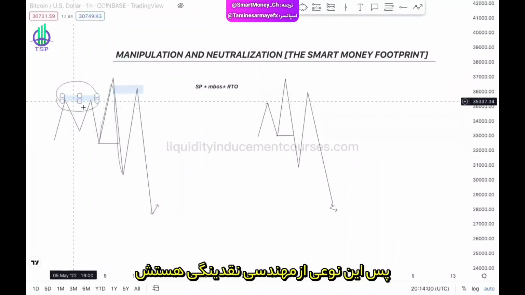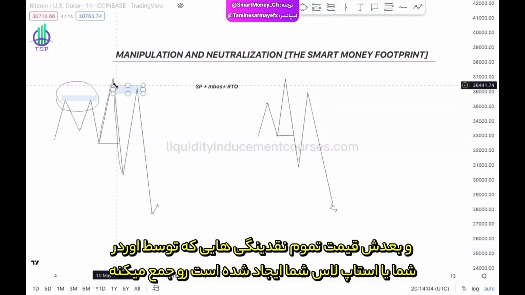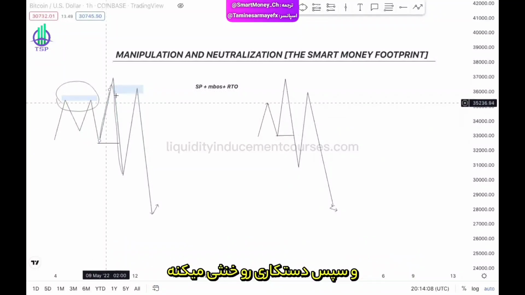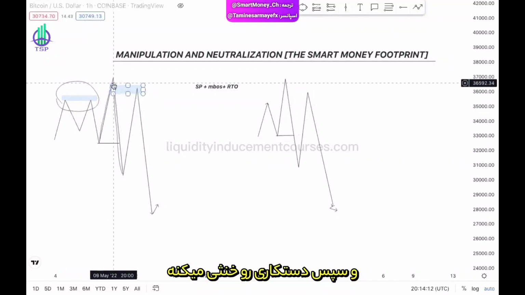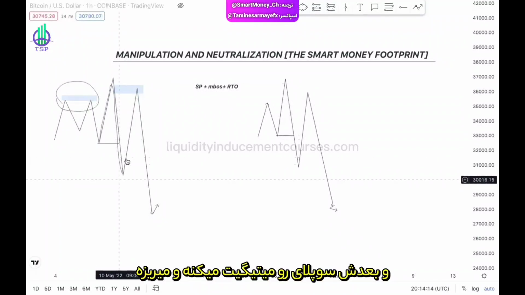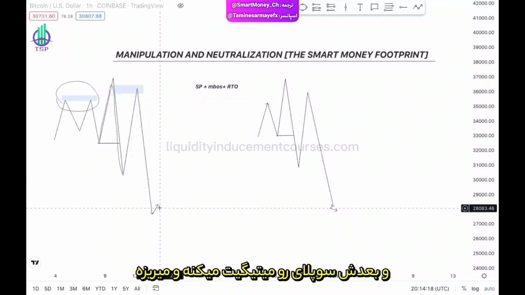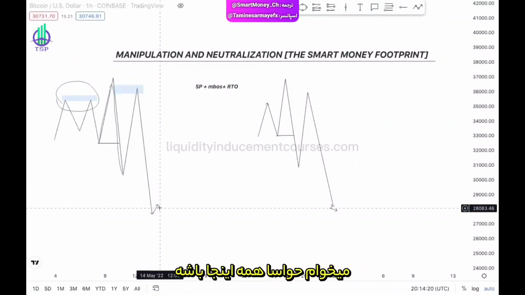So this is just a form of engineering liquidity, and then price grabs all of that liquidity created by your orders and your stop losses, right? And then neutralizes the manipulation, and then mitigates supply and begins to sell off. Okay, I want to believe everybody's following.